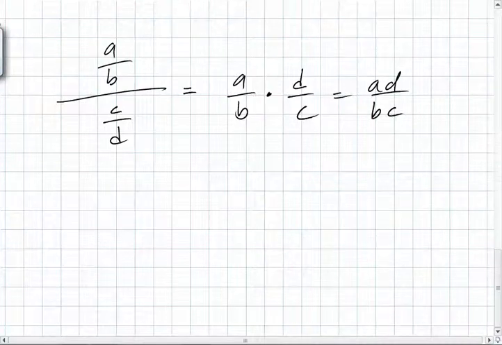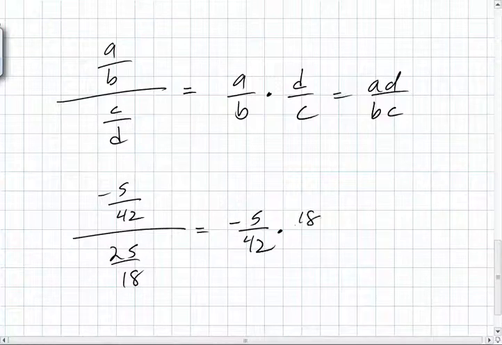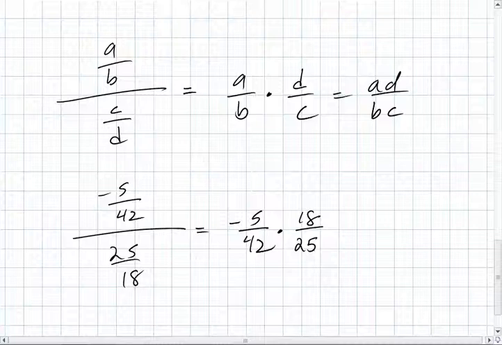But here's the thing. You have two numbers here, -5 over 42 over 25 over 18. So what's that going to equal? -5 over 42 times 18 over 25. You have to flip it over. Remember reciprocals? Now here's the thing. You do not just multiply here. If you just multiplied here, you're going to end up with a technically correct answer, but it's not going to be simplified. What do you have to do in order to simplify fractions?